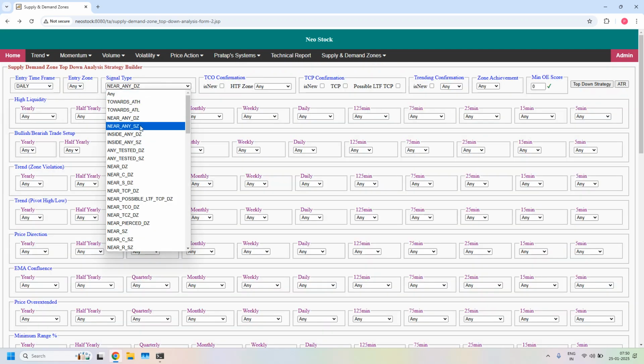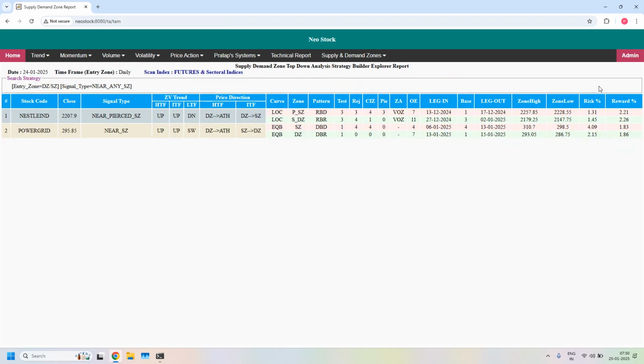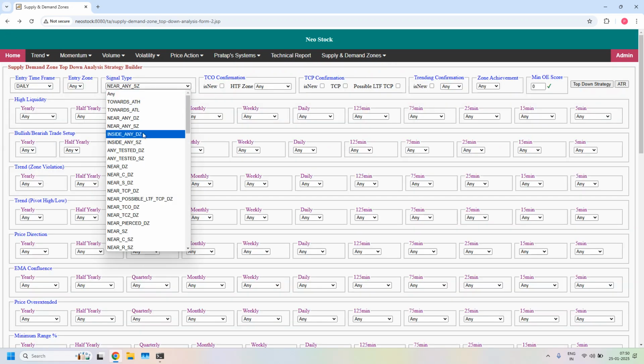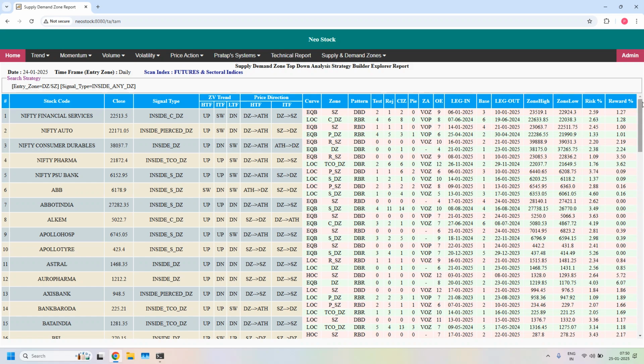Okay, next, daily time frame. Let us find the stocks near daily supply zone. We got only 2 stocks and we don't have any high liquidity supply zones from this list.